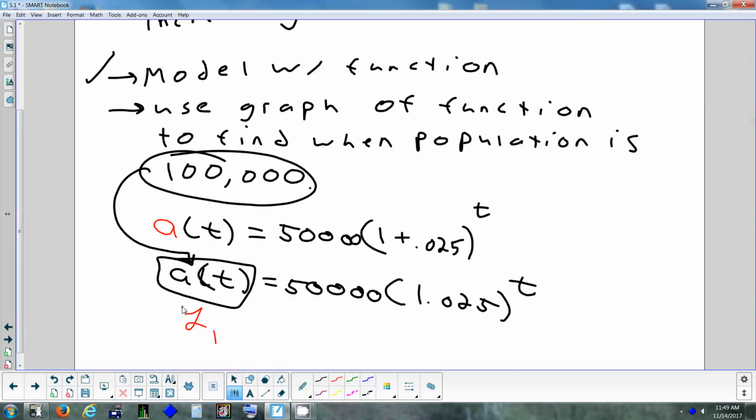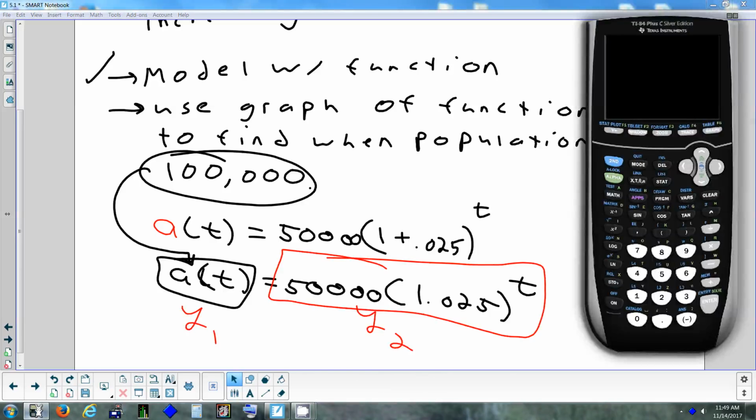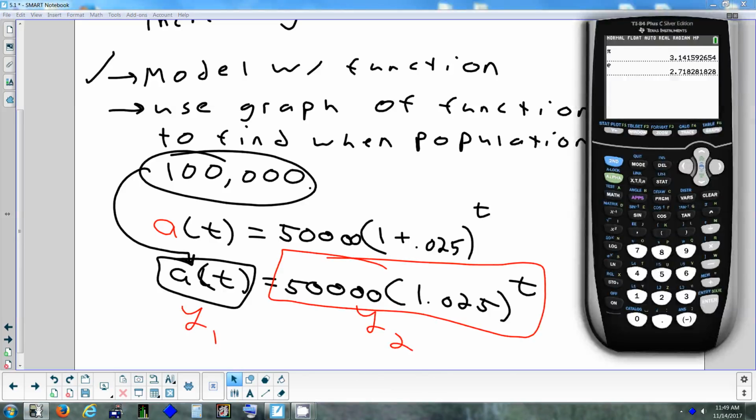So what I'll do is put that in y1, put all of that in y2, and then I'm going to see where these two graphs do what? Cross. Yeah, look for where they cross. Technically, it doesn't matter which one you put as y1, but just put one of them as y1, put the other one as y2. So 50,000, 1.025. And remember, in the calculator, you always use x as the variable. You can't use t.